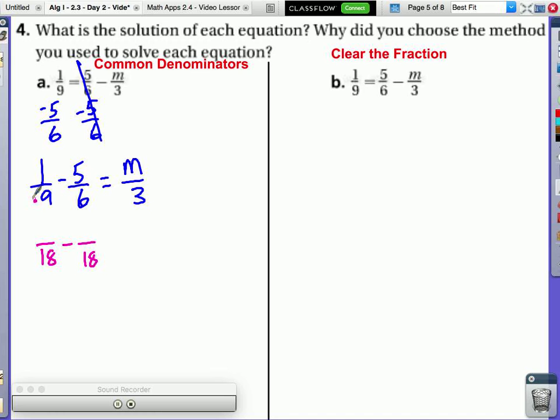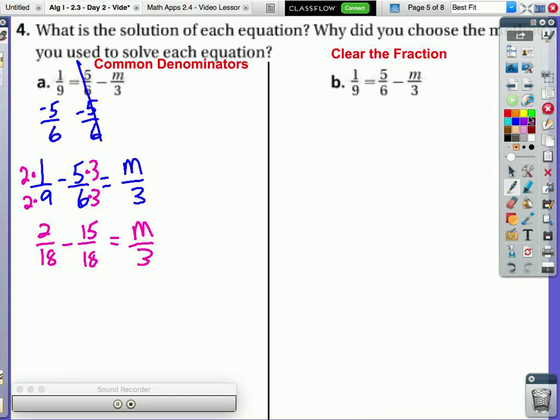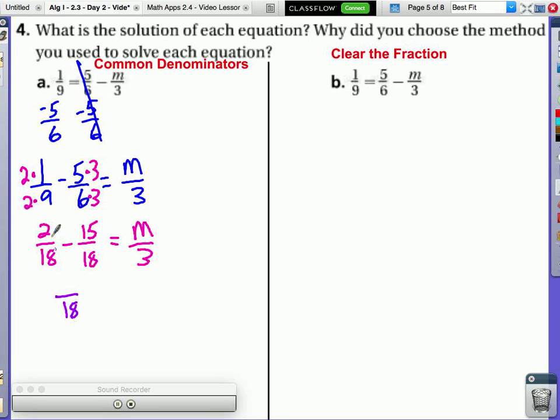So 9 times 2 is 18, so we have to take 2 times 1 and get 2. 6 times 3 is 18, so we take the top times 3, we get 15, and it equals m over 3. Okay, now since we have common denominators, we can keep that denominator the same. 2 minus 15 is negative 13 equals m over 3.